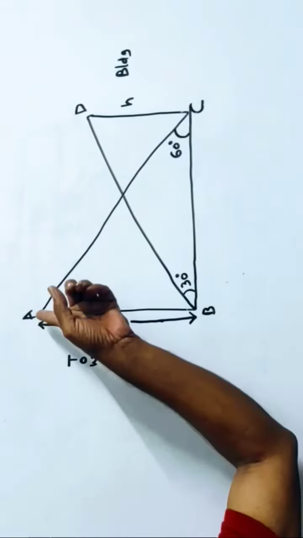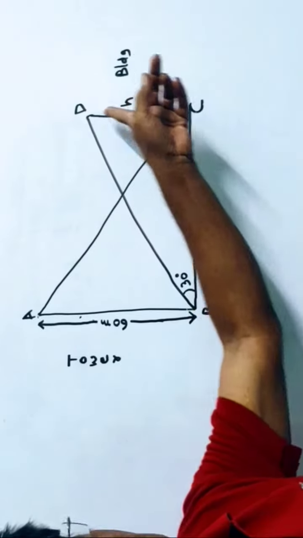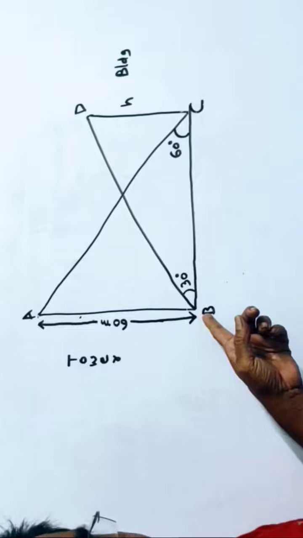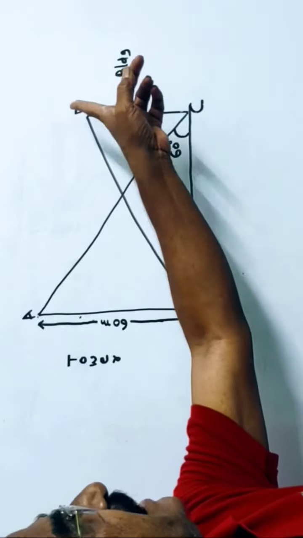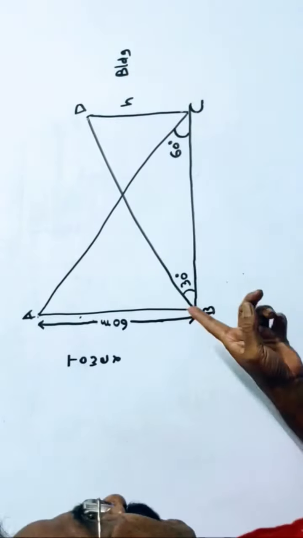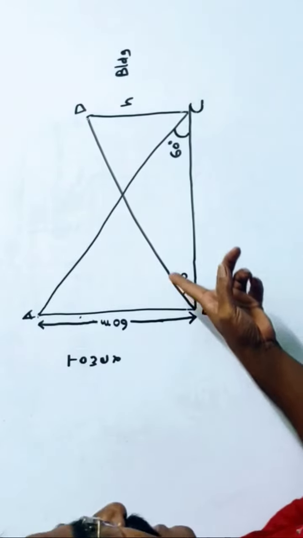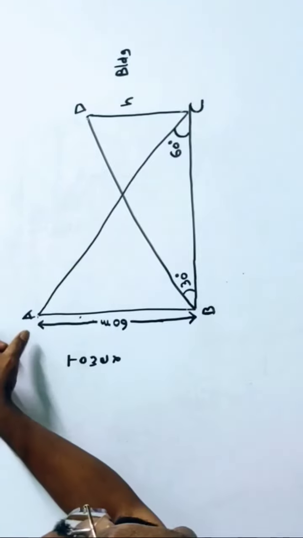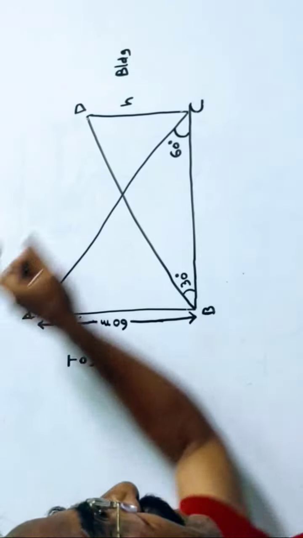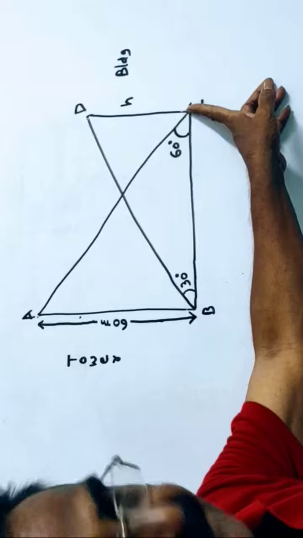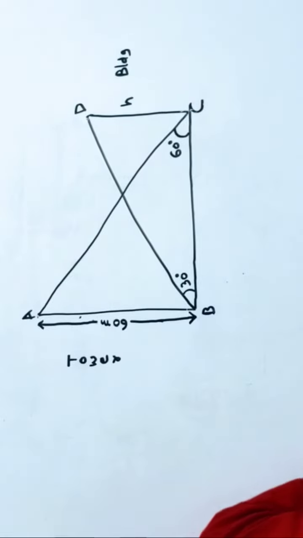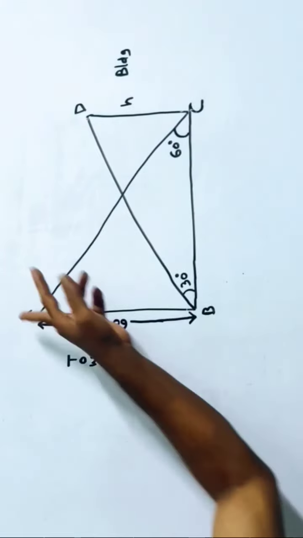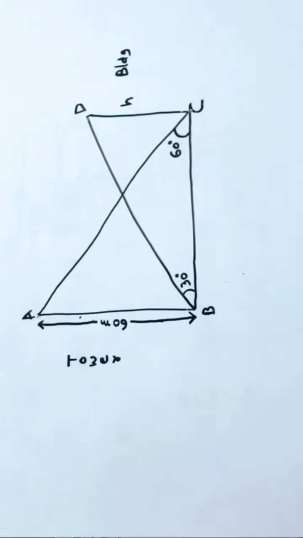See friends, this is the tower and this is the building. The angle of elevation of the top of the building from the foot of the tower is 30 degrees, and the angle of elevation of the top of the tower from the foot of the building is 60 degrees. And here our question is, what is the height of the building? The height of the tower is given as 60 meters.